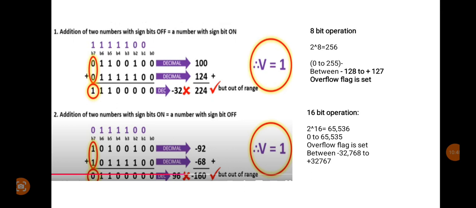This is given for the overflow flag. When is it set? In an 8-bit operation there is a range. When you add two signed numbers, if you add two 8-bit data, the range should be minus 128 to plus 127. The overflow flag will be set if the range is exceeded. For 16-bit operation, the range should be minus 32,768 to plus 32,767. When this range is exceeded, the overflow flag will be set.